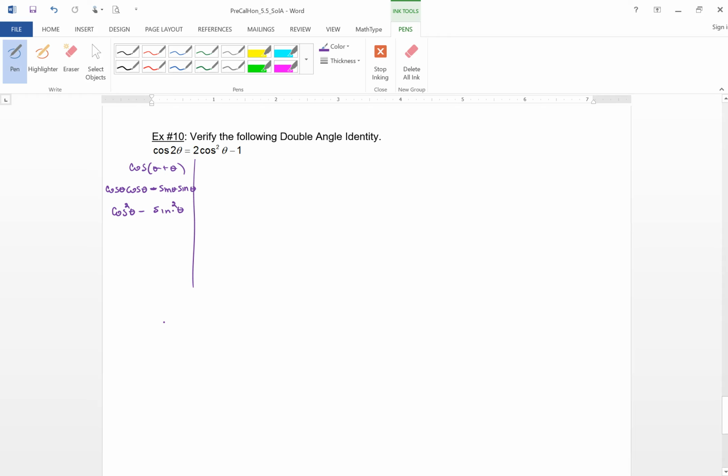Of course. Cosine squared theta minus sine squared theta is what I have here. What's sine squared theta? Sine squared theta is 1 minus cosine squared theta. So now watch: cosine squared theta minus 1 plus cosine squared theta. Cosine squared theta plus cosine squared theta, 2 cosine squared theta minus 1. So cos 2 theta equals 2 cosine squared theta minus 1. And there's the proof of that identity.